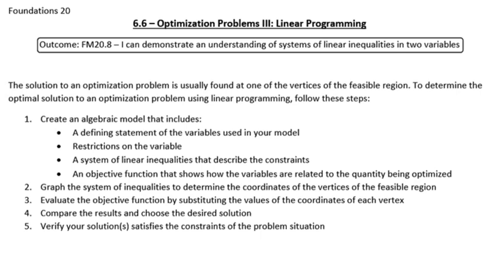Part 2, graph the system of inequalities to determine the coordinates of the vertices of the feasible region. We did that last section as well. 3, evaluate the objective function by substituting the values of the coordinates of each vertex, which we also did. 4, compare the results and choose a desired solution. And 5, verify your solution satisfies the constraints of the problem situation. We have covered all 5 of those in the last section. Now we want to put it all together in a couple more examples here just to solidify that understanding.